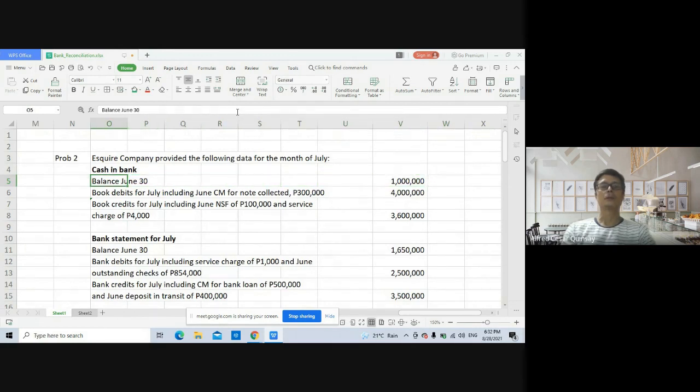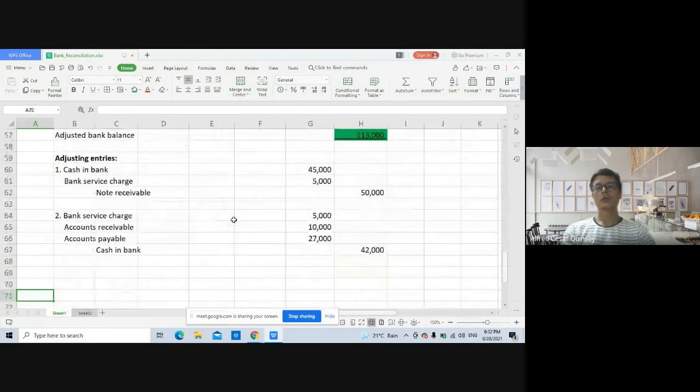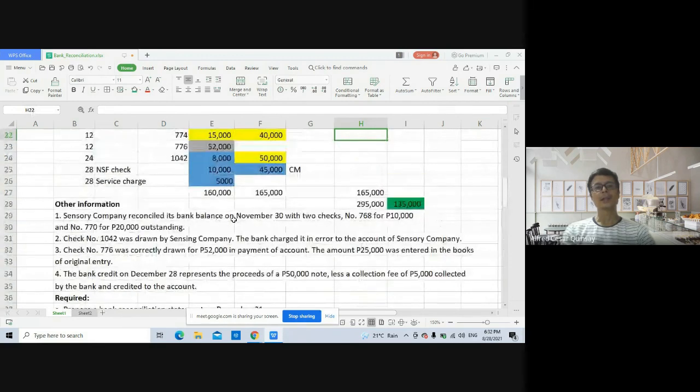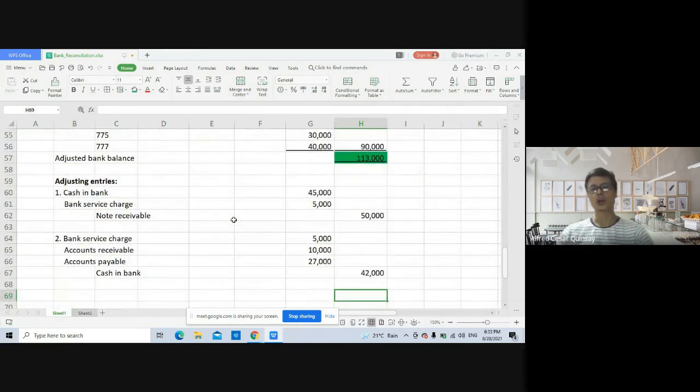It is the ending balance of June 30 for 1 million as far as the company is concerned. And when you say book debits, these are the additions to the company. So book debits for July, including June credit memo for note collected of 300,000. If you have any questions with regard to the preceding items we showed, the bank reconciliation as well as the journal entries, you can just write your comments.